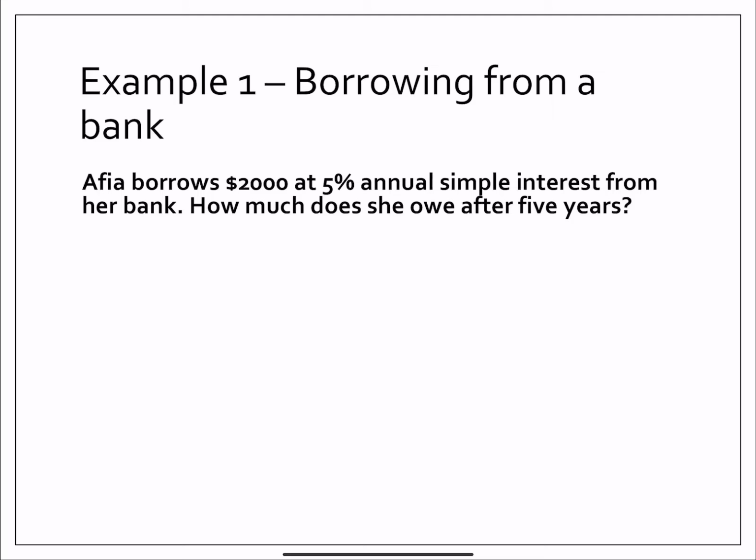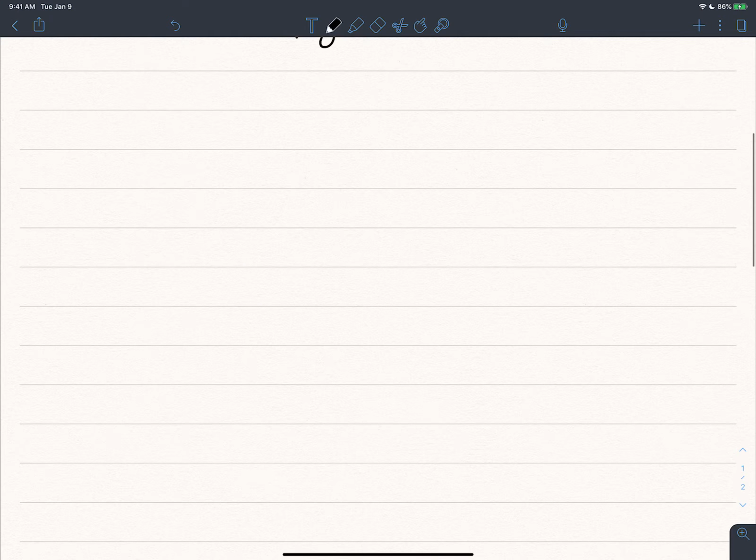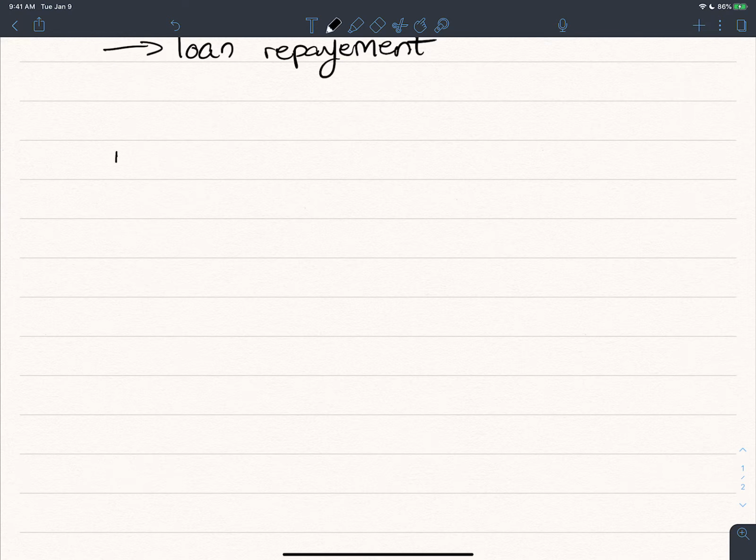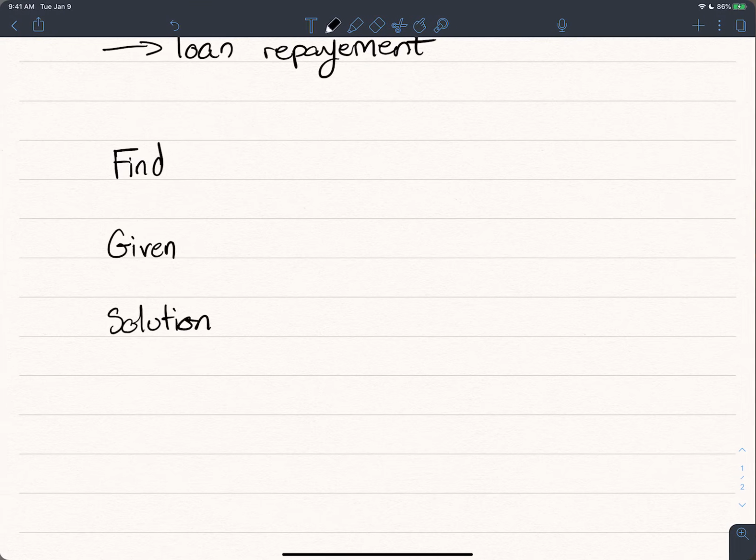So let's start off. What were the 3 things that we had to do when we were problem solving that we talked about last week? Right. We had to do a find, given, and the last step, we're kind of tied in there, was our solution. So first, let's start with the find.